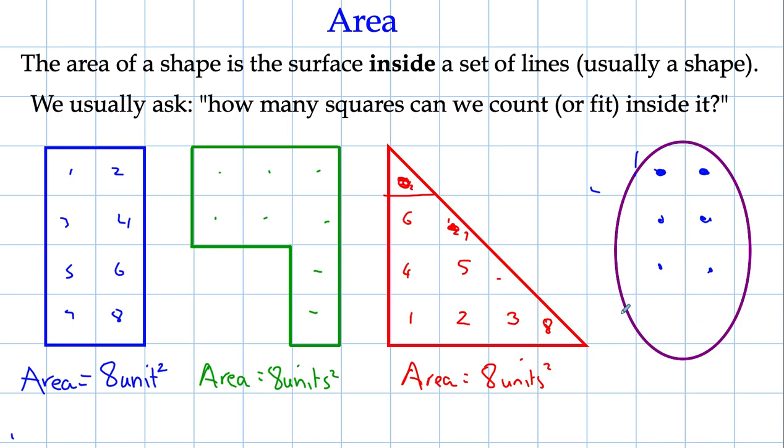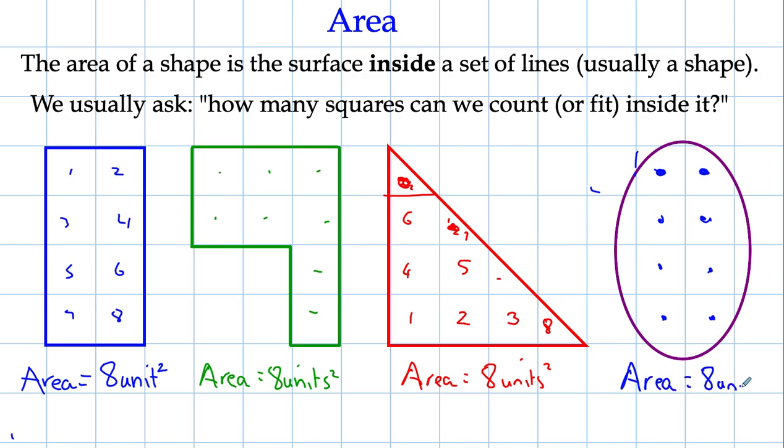Look at the next row. We're not going to count this one here, but we'll count this, and we'll count this because it's almost all in. The next one's almost all out, and the two at the bottom, not very much in them, so we're not going to count them at all. 1, 2, 3, 4, 5, 6, 7, 8. Do you know what? The area of this shape I'm going to call 8 as well.